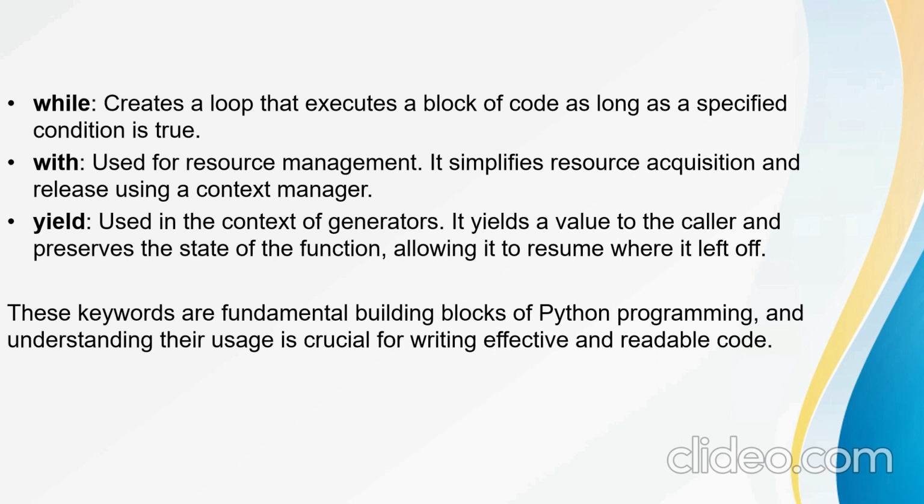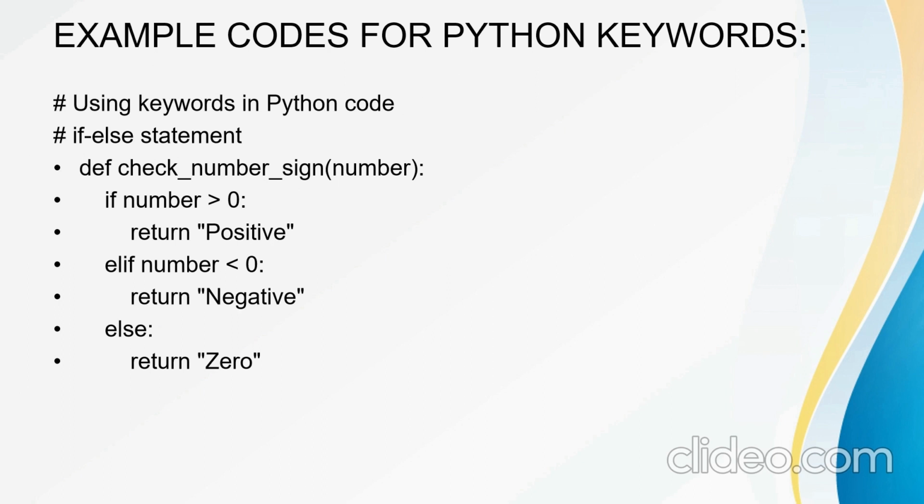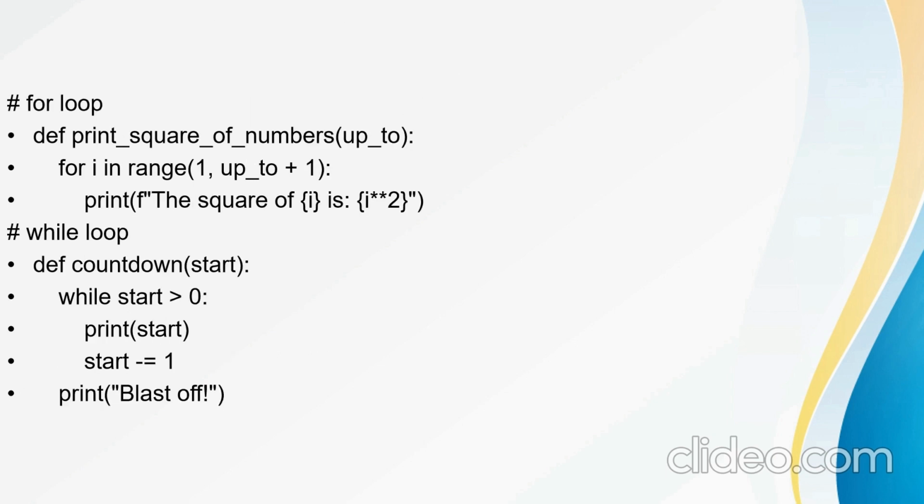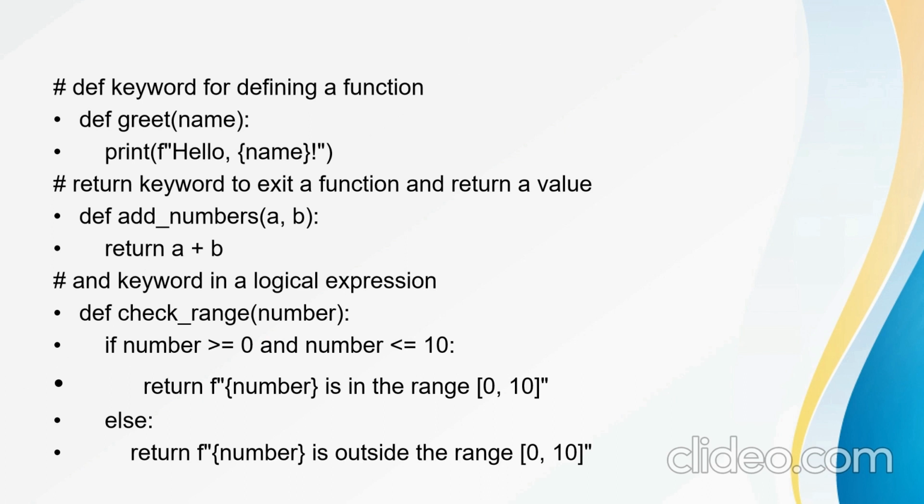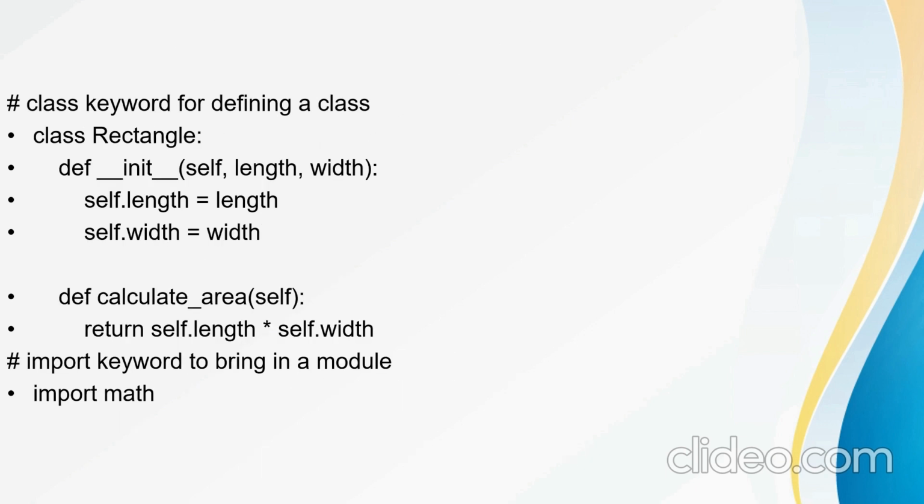and readable code. Here are some example codes for Python keywords. So, the if-else statement. Here in this code we used if, elif and else statements for executing the code. If the number is greater than 0, then it will return positive. If the number is less than 0, then it will return negative. If both these cases are not true, then it returns 0. In a similar way, for loop, while loop, def keyword for defining a function, return keyword, and for every keyword, here are some examples. You can practice these in Google Colaboratory.